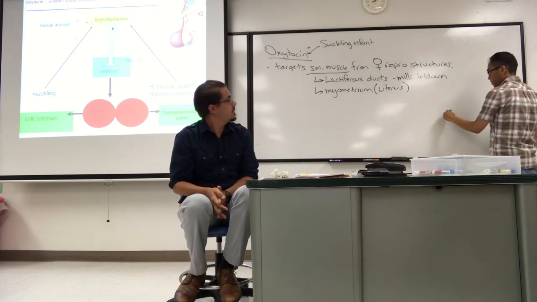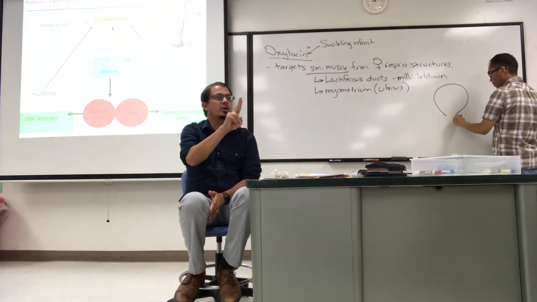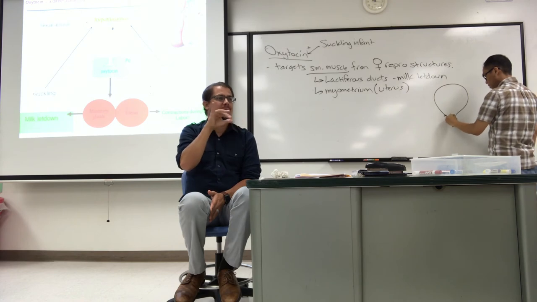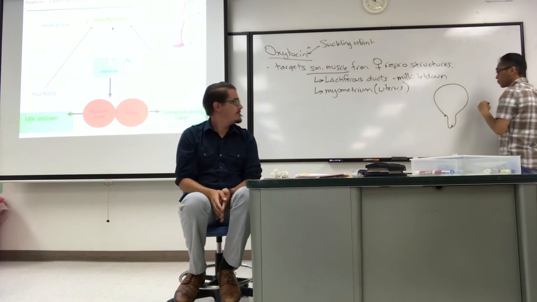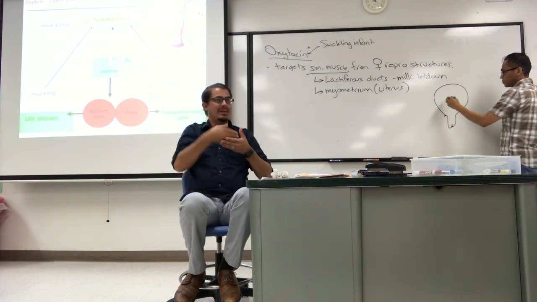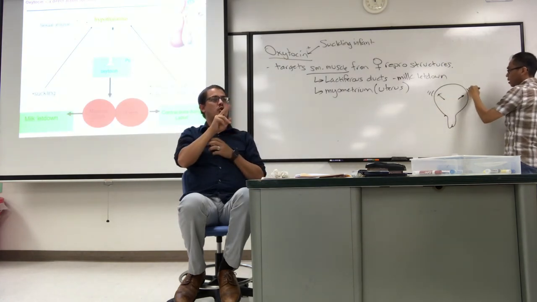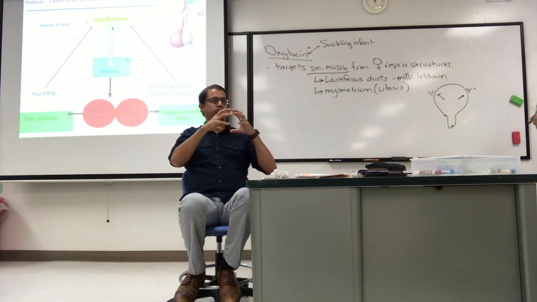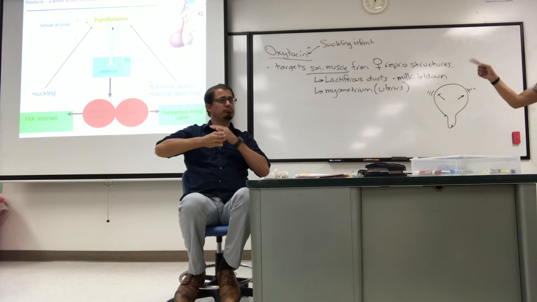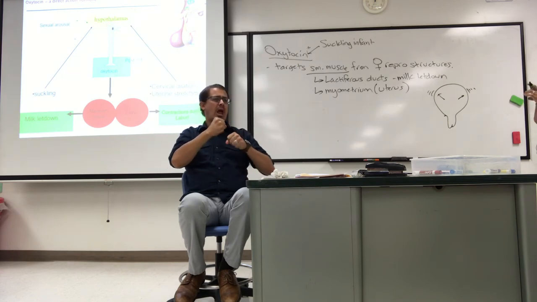Now, the uterus, think of it as an upside-down pear. And baby's inside there, pushing against the wall, ready to come out. You stretch that uterine wall. As baby gets bigger, it stretches it out. And baby's kicking, it stretches it out. Anyways, the uterine stretching is a stimulus.